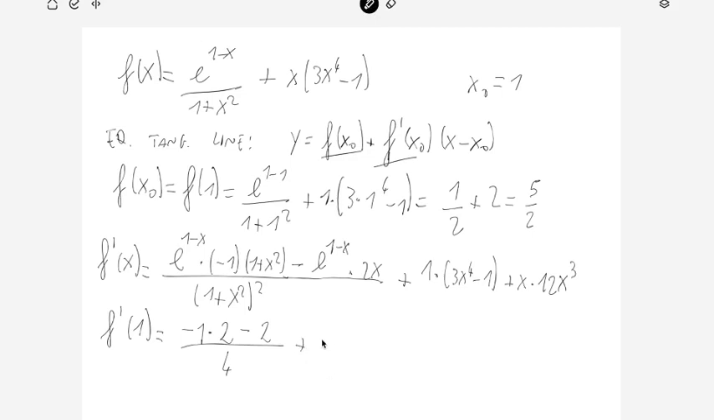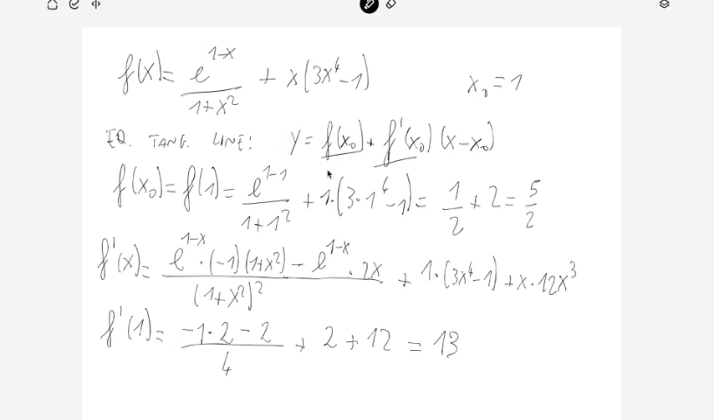Plus 1 times 3 minus 1, it is 2. Plus 1 times 12. Okay. So we have here minus 2. Minus 2 is minus 4. Minus 4 over 4 is minus 1. Minus 1 plus 2 is 1. 1 plus 12, it is 13. Okay, so now we have computed all.